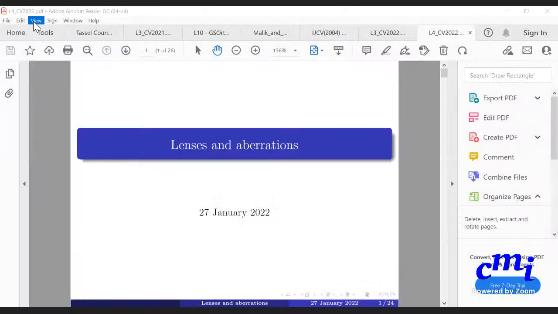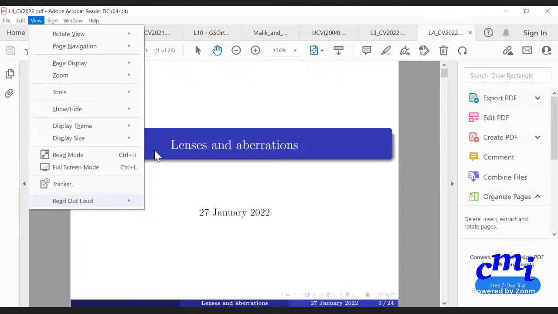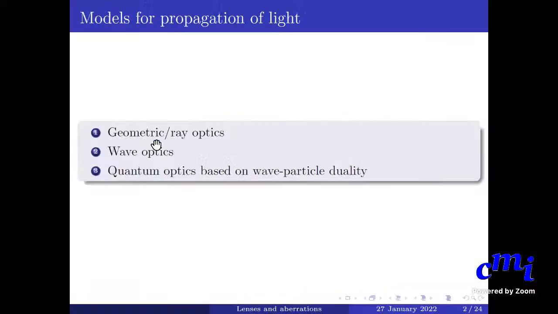So lenses and aberrations. Well, you must be remembering from your physics maybe that there are different theories of light propagation, right? There is the basic geometric or ray optics. There are many intermediate theories also, as physicists came up with more and more advanced ways of explaining how light propagates. But for rudimentary understanding, this geometric or ray optics is sufficient.